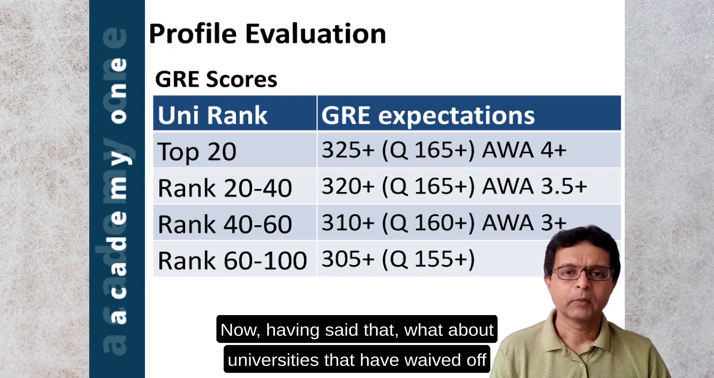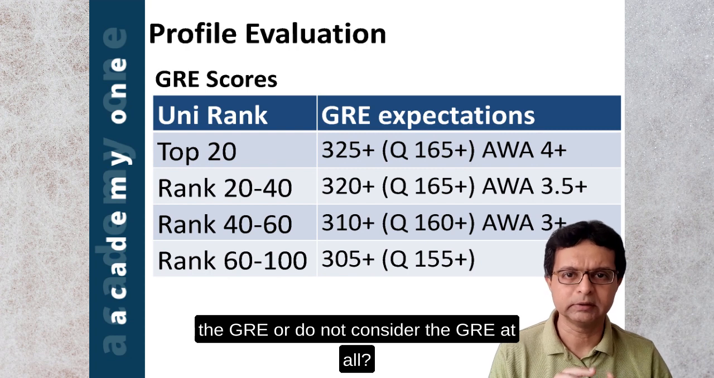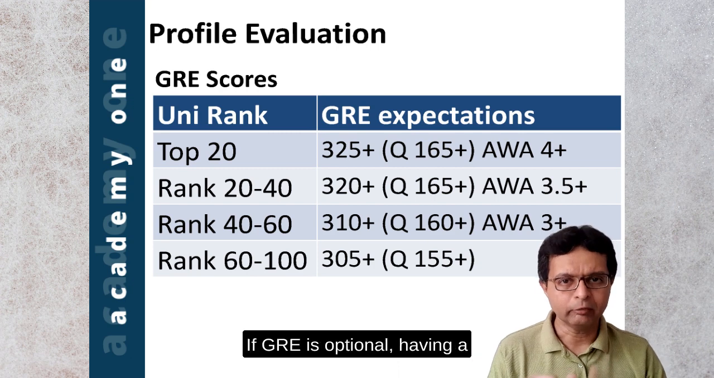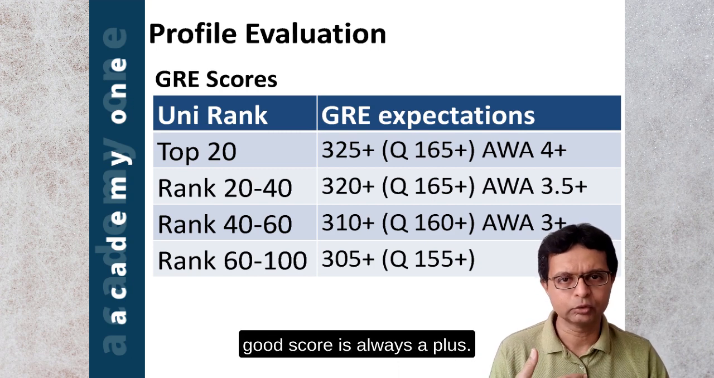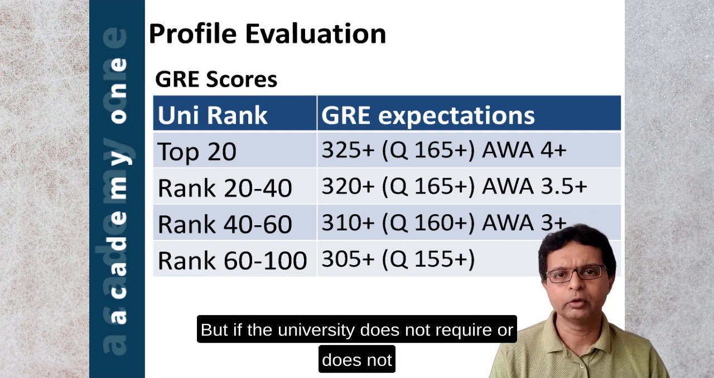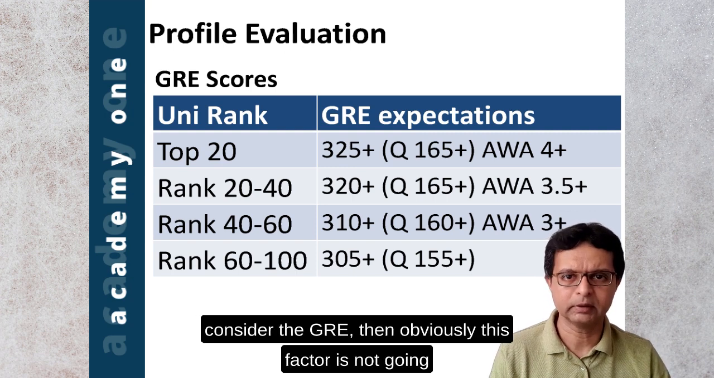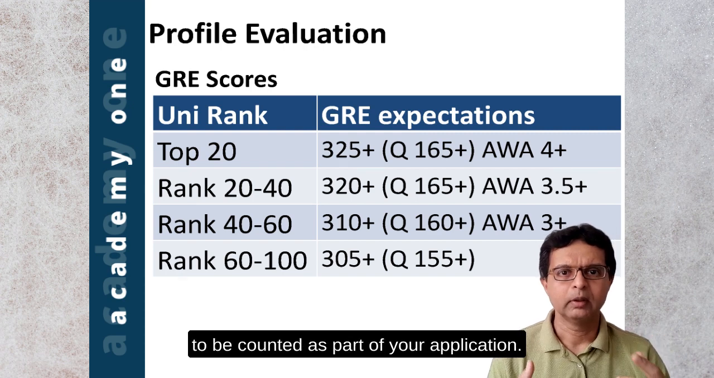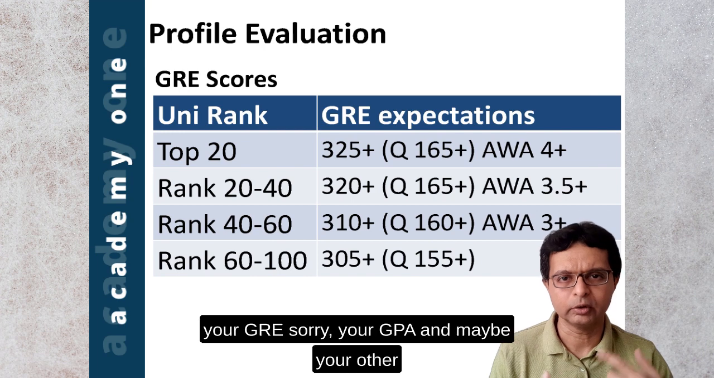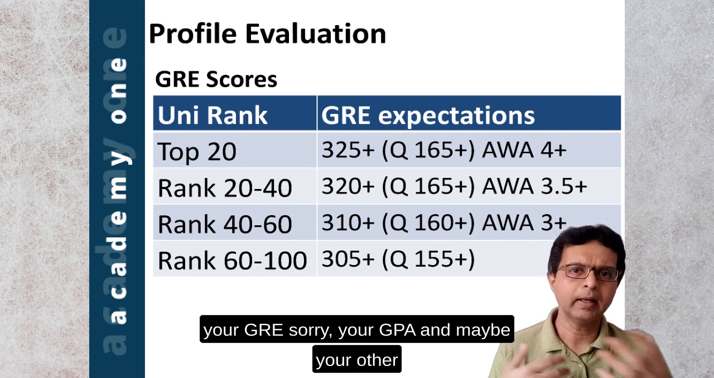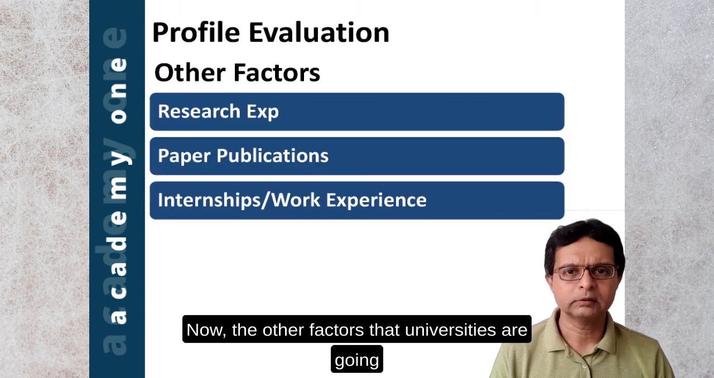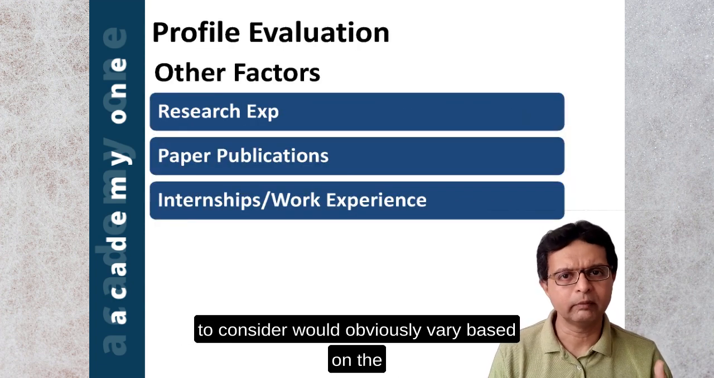Now, having said that, what about universities that have waived off the GRE or do not consider the GRE at all? Obviously, in that case, you can completely ignore this table. If GRE is optional, having a good score is always a plus. But if the university does not require or does not consider the GRE, then obviously this factor is not going to be counted as part of your application. Then the emphasis is completely going to be on your GPA, and maybe your other factors that we will be discussing later.